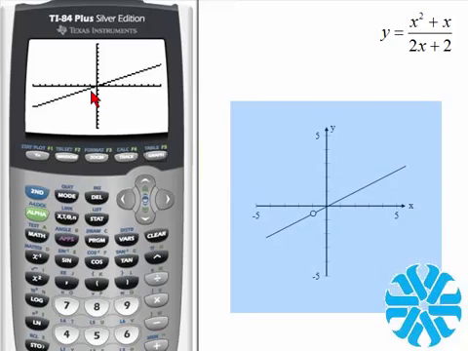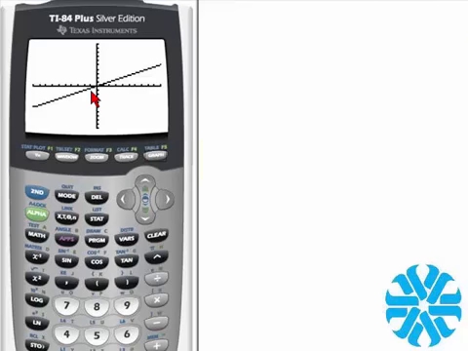So again, I just wanted to emphasize that there are some limitations to these calculators, and you want to really make sure that you understand vertical asymptotes, horizontal asymptotes, slanted asymptotes, and holes that occur when you graph rational functions. So this concludes the video on graphing rational functions.